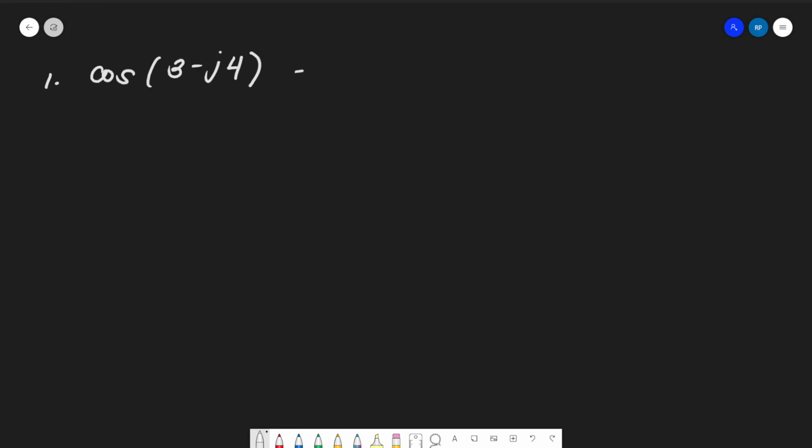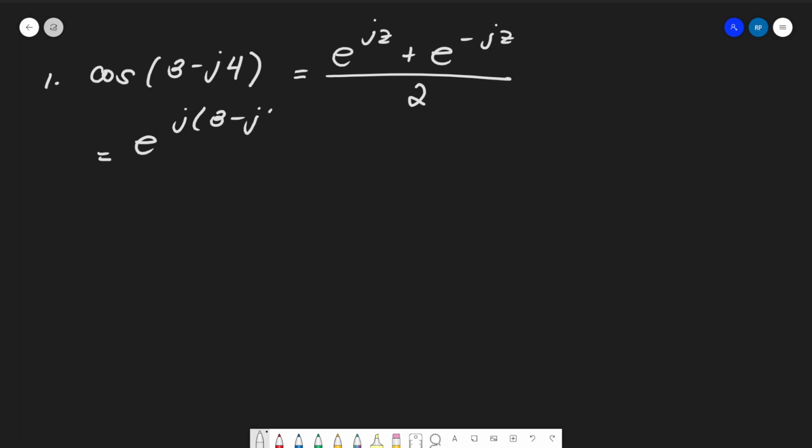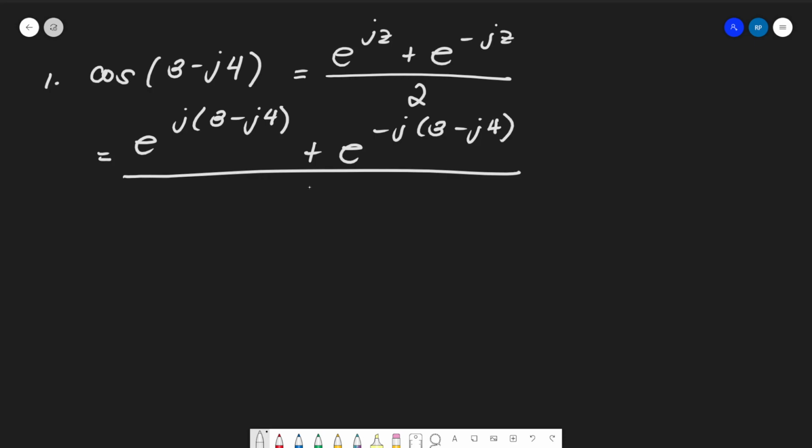So, alam natin, ano ang formula natin for cosine z? We have e raised to jz plus e raised to negative jz over 2. Diba? So, ito yung gagamitin natin. So, we have here e raised to j times 3 minus j4 plus e raised to negative j times 3 minus j4 over 2. Ito yung pinapahanap sa atin.